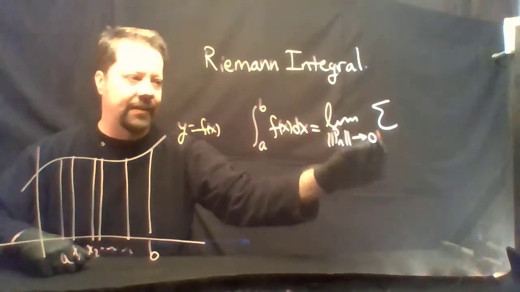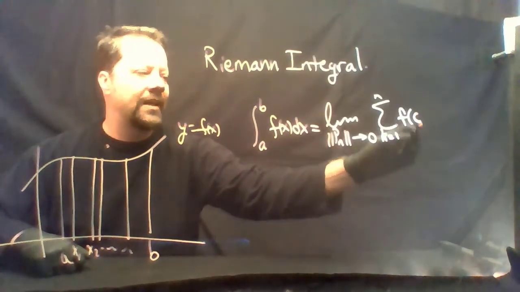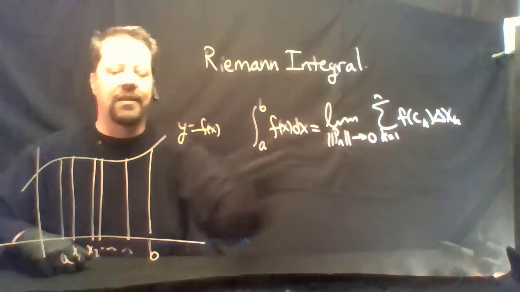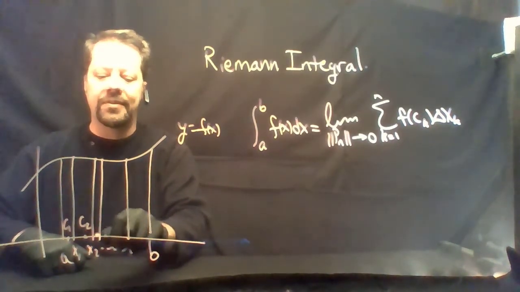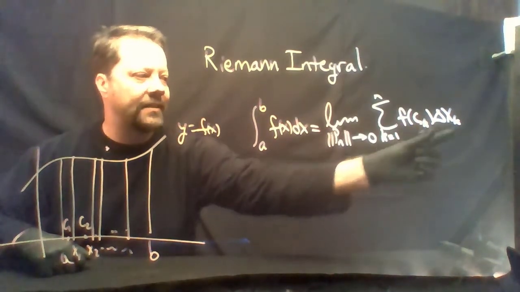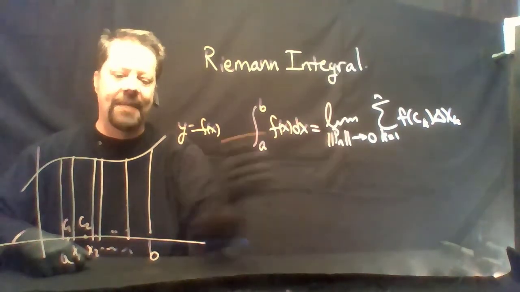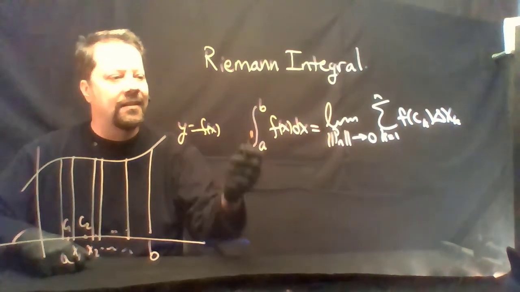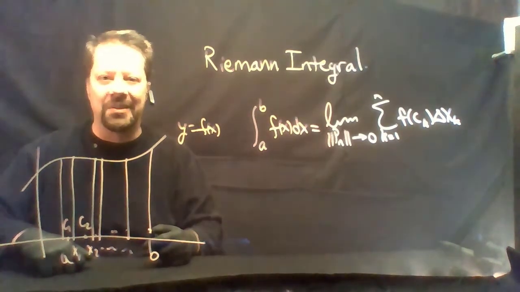adding up areas of rectangles. That's the sum as k goes from 1 to n. We use sampling points ck, and we have little delta xk. So on each little subinterval, we'll have little sampling points, and then multiplied by the interval width. Height times width gives you the area of a rectangle. Add them up and take the limit as the maximum subinterval width goes to 0 as we get finer and finer partitions. That gives us the exact area of the undergraph, and that is called the Riemann integral.